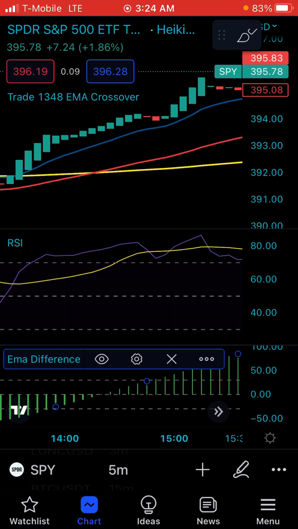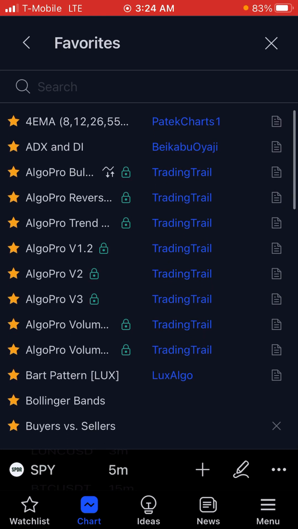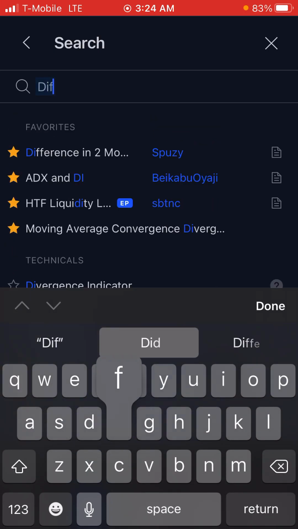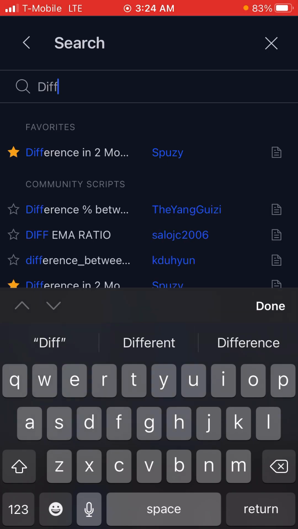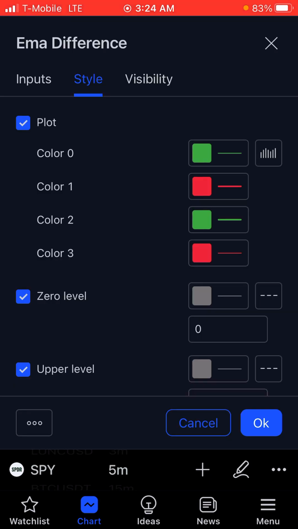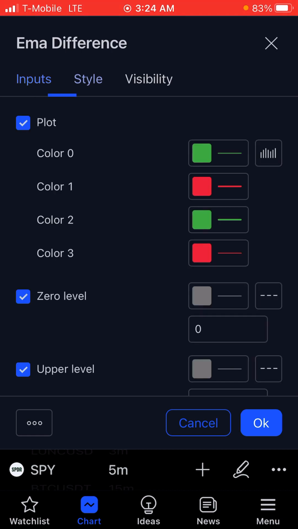You can access this by going to indicators, and you'll look up difference in two moving averages, and that's the one you'll hit. It'll give you this one down here. To make this work, you're going to have to change your settings, at least for me. You want to leave your inputs at the default, which is 50 and 200.